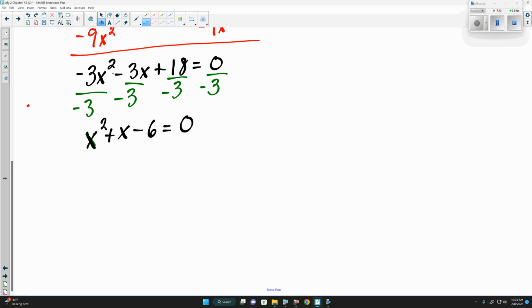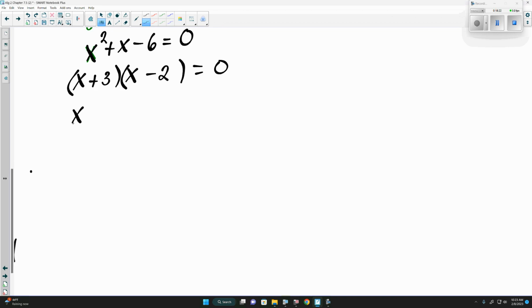Because x squared plus x minus 6 is a lot easier to factor, a lot easier to solve for than negative 3x squared minus 3x plus 18. Would you all agree with that? Now all we need to do is factor. Since the 6 is negative, our signs are opposite. Factors of x squared are x and x. And what factors of 6 do we want? 1 and 6 or 2 and 3? 2 and 3. 3 would be positive, the 2 would be negative.